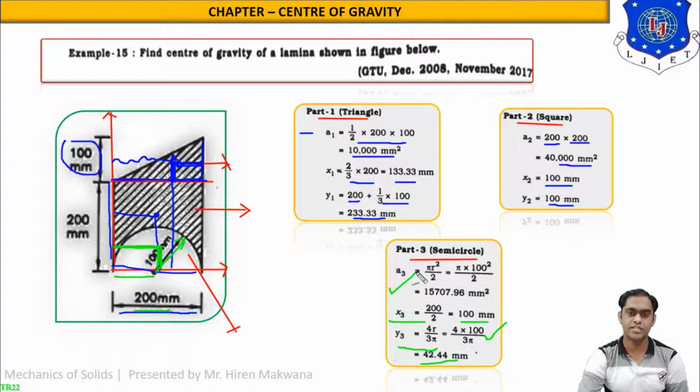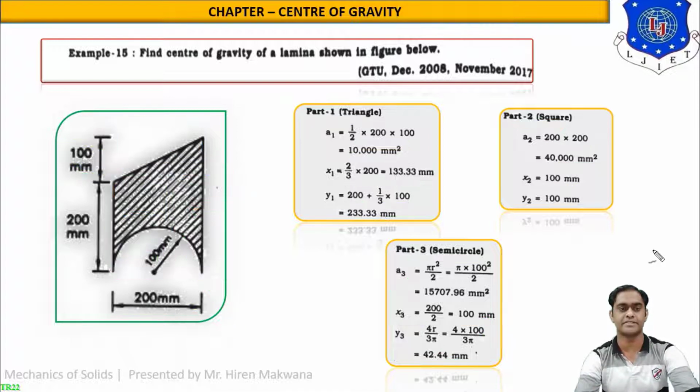And what is the area of the semicircle? You must know, pi r square by 2, in which the radius is 100. So pi into 100 square by 2, which is 15707.96 mm square. So these are the calculations as per our formulas. Very simple. You just remember this with the help of practice.